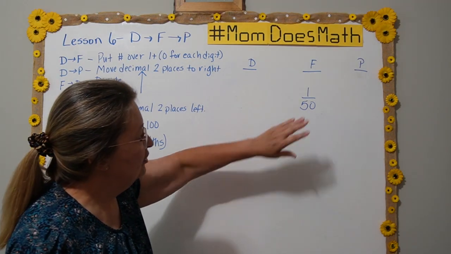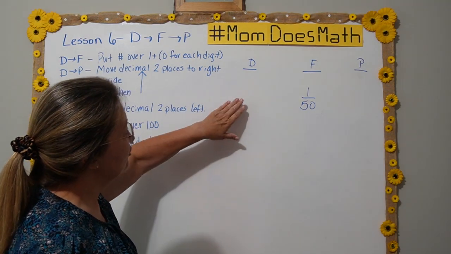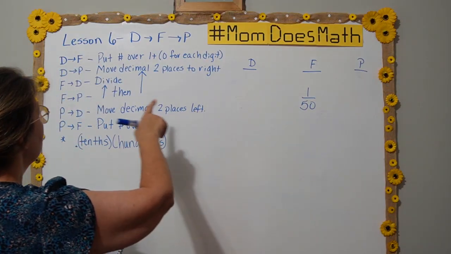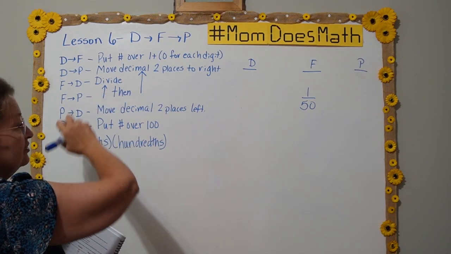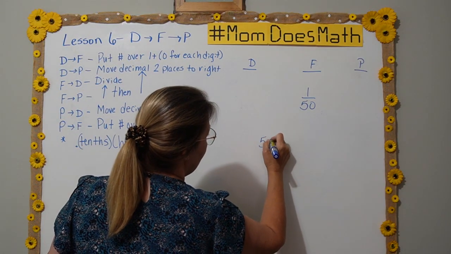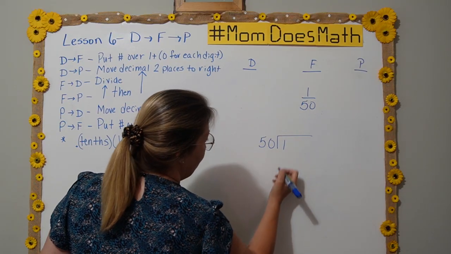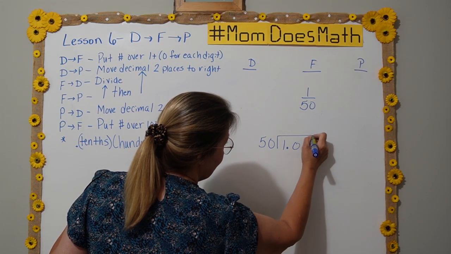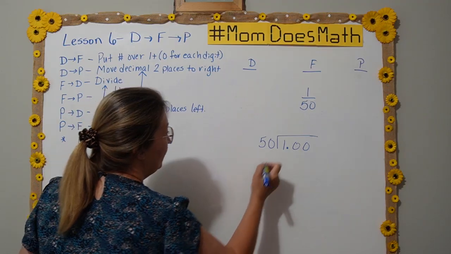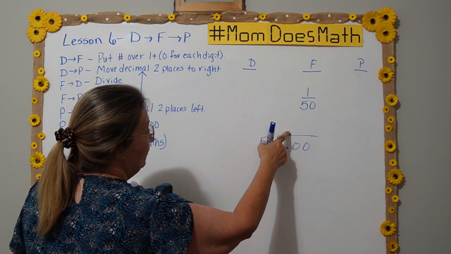Now we have a fraction of 1/50. Well, first to change it to a decimal, what do you do from fraction to decimal? You just divide. So I'm going to put 50 into 1. Now I'm going to need some decimal places because it obviously won't go into 1. All right, now I've got my decimal here.